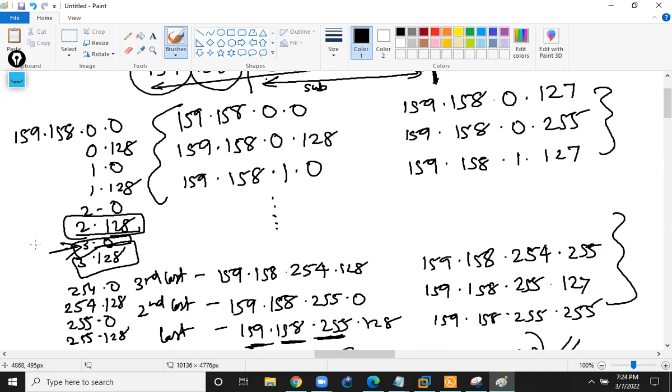Got it this time? Because here you can write down the first 4 or 5 or 6 and see the variation, how it is going, and then you will understand.